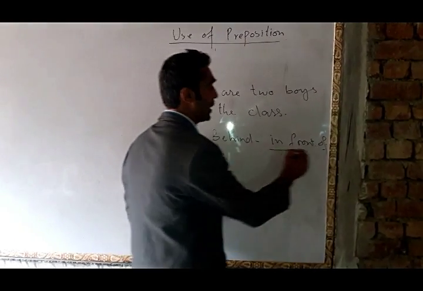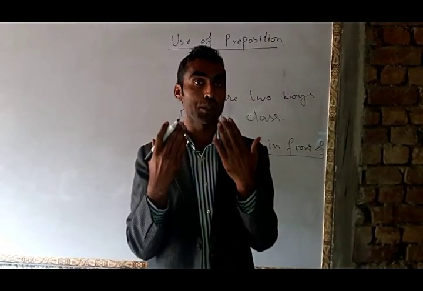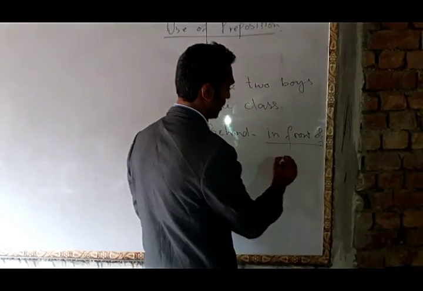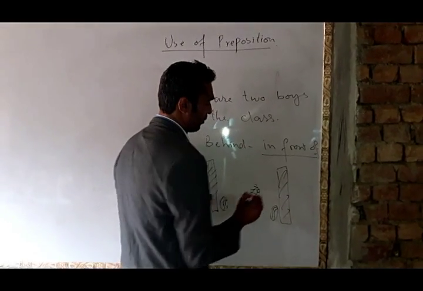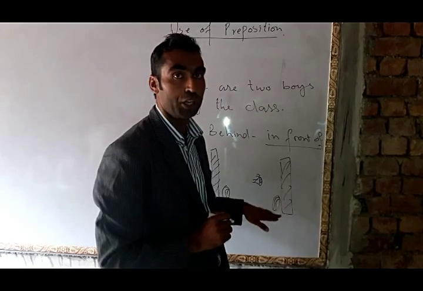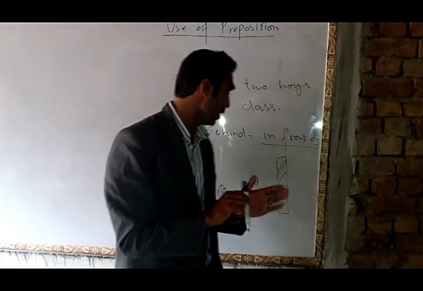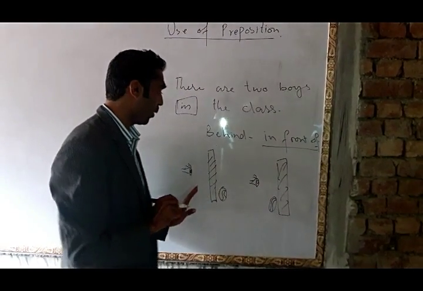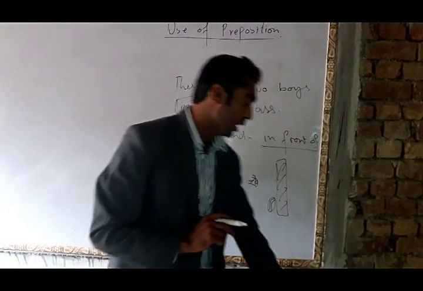So in front of means in the opposite direction, in your front view. Like, when we see from here, the ball is in front of the wall. In front of the wall means just before the wall. So when a ball is lying here, we use in front of, and when the ball is behind the wall, then we use behind the other thing.